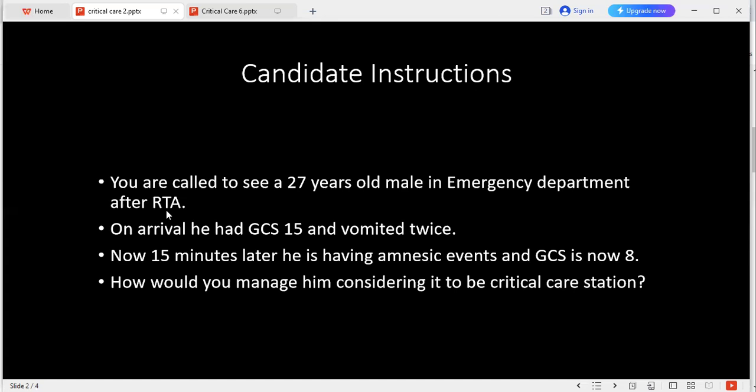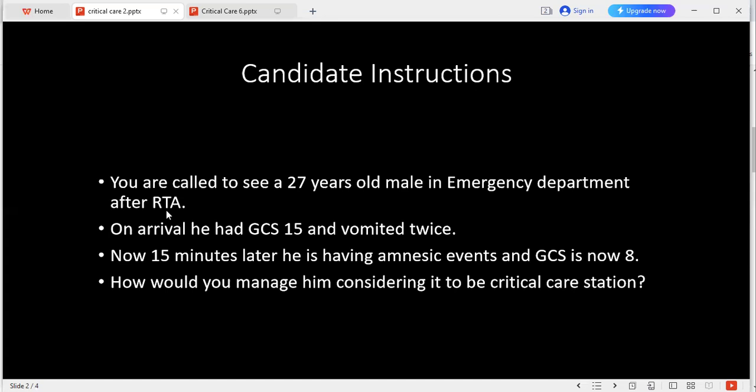Can you please explain what might be the cause of fall in the Glasgow Coma Scale to 8? It could be first of all due to extradural hemorrhage, and there is accumulation of blood inside the extradural space, causing compression of the brain, and there may be compression of the ventricles due to which the GCS is decreasing. Okay. The patient became amnesic or had an amnesic event. Can you tell me what might be the reason for that?